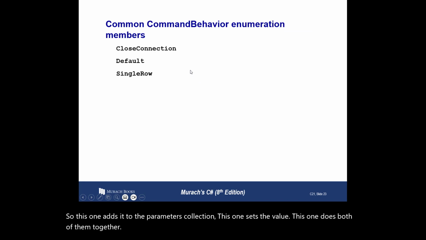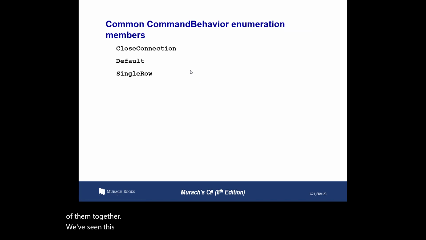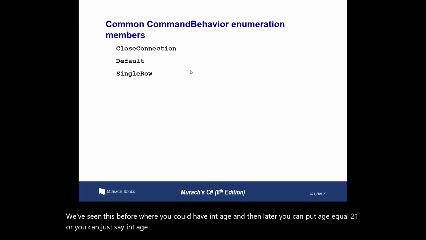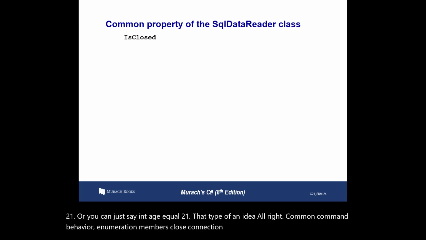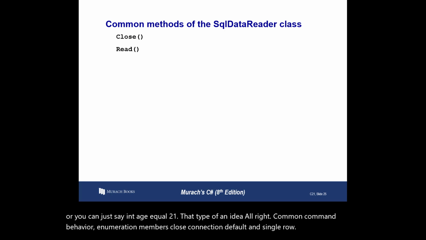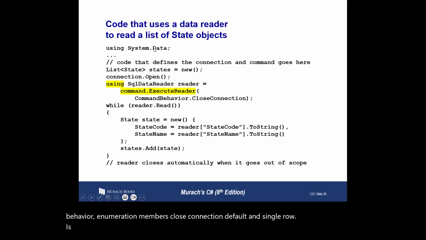We've seen this before, where you can have int age, and then later you can put age equal 21, or you can just say int age equal 21. That type of an idea. Common command behavior enumeration members: close connection, default, and single row. Is closed. Close and read.